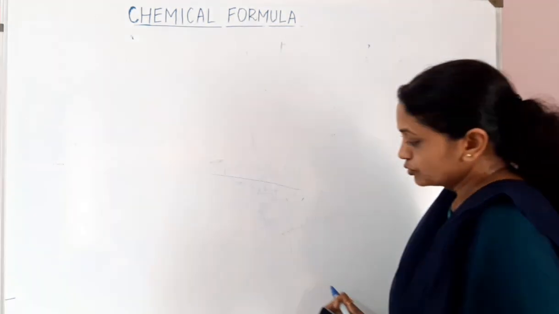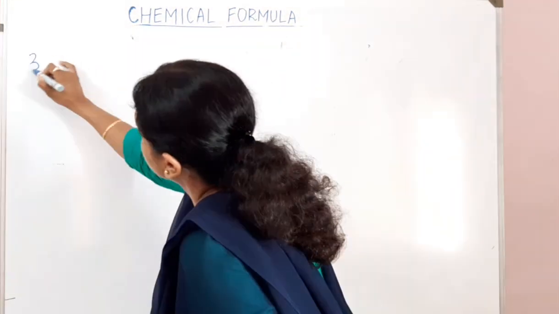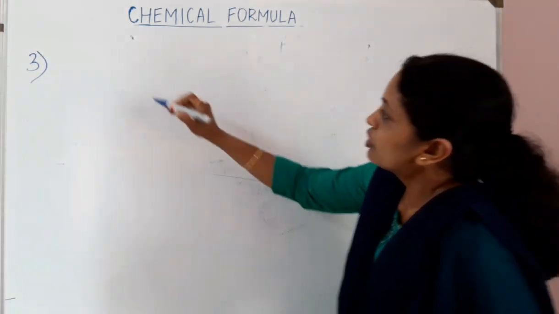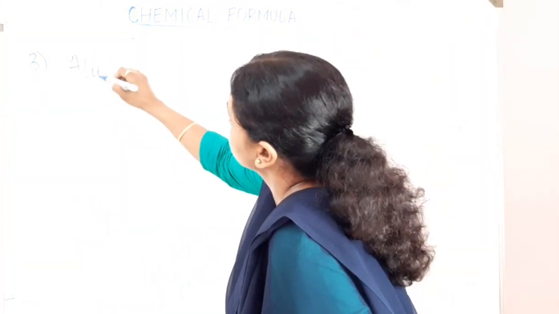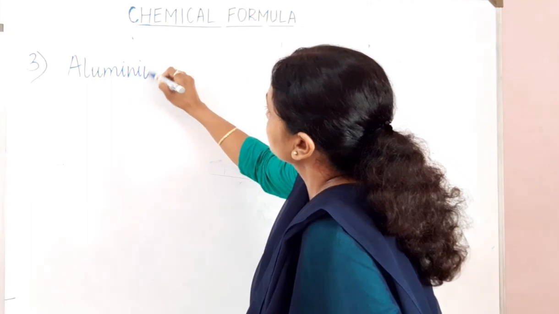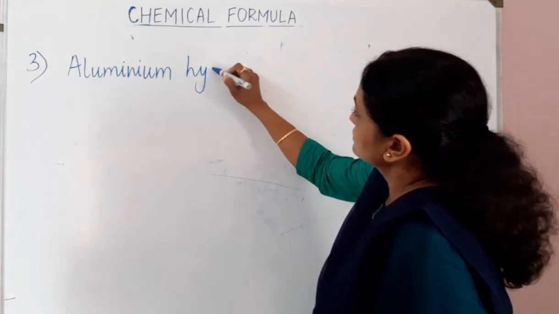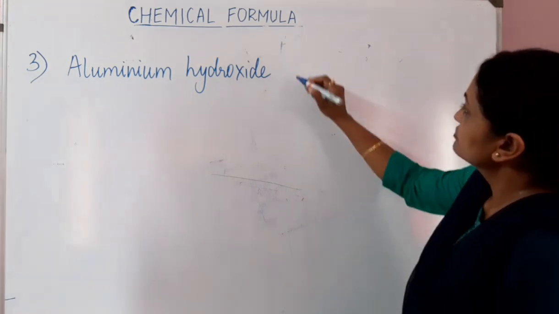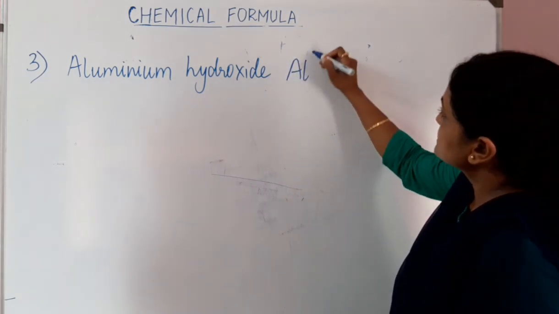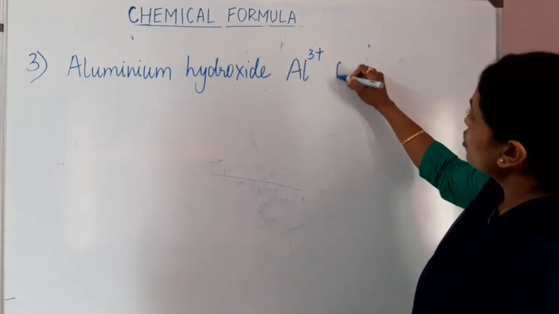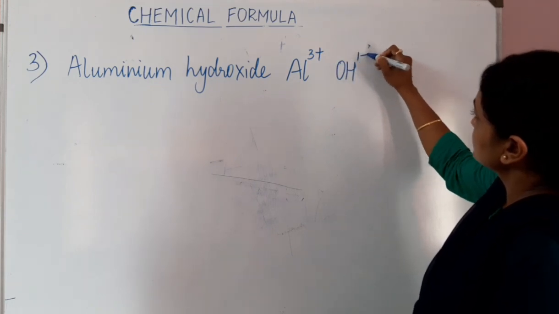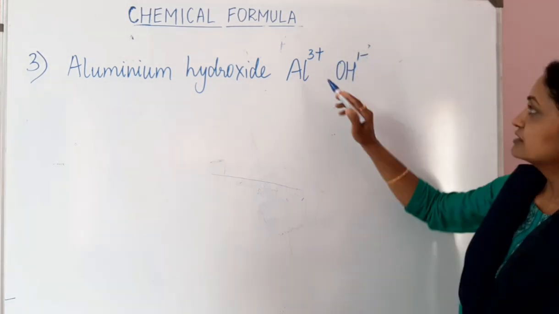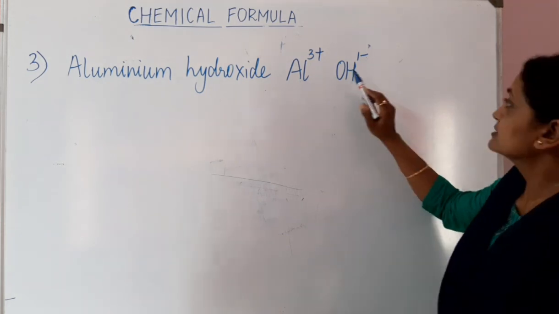What is the third rule? Now let us take the example of aluminium hydroxide. In this, Al is 3 plus and OH is 1 minus. So this is the positive radical and this is the negative.